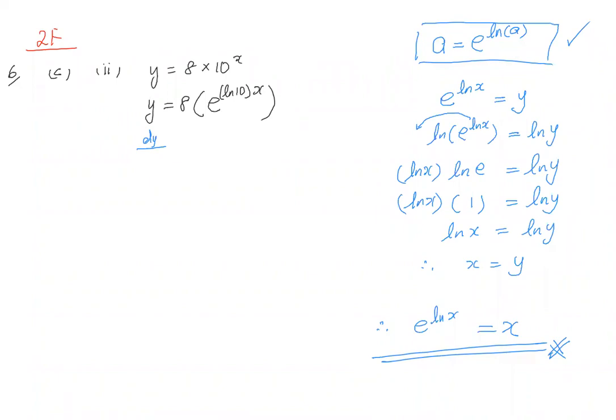Yeah. So your dy/dx will be equal to e to the power of ln 10 x, copy down the whole thing, then times by ln 10. That's it. So, and this one is the same as this. So I can write here as, that's it.